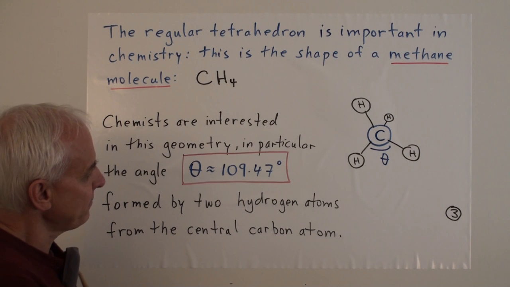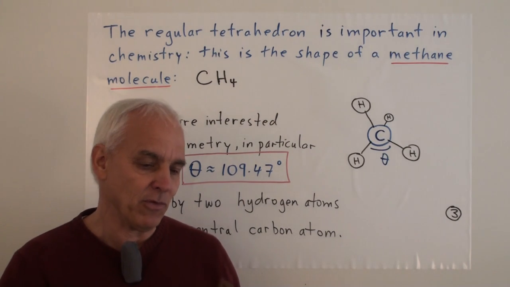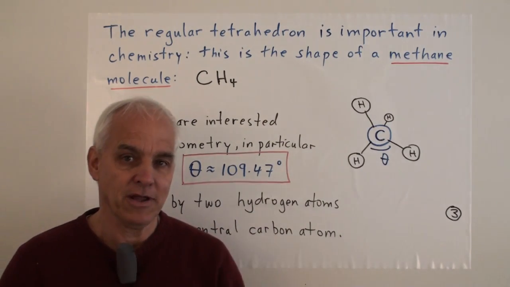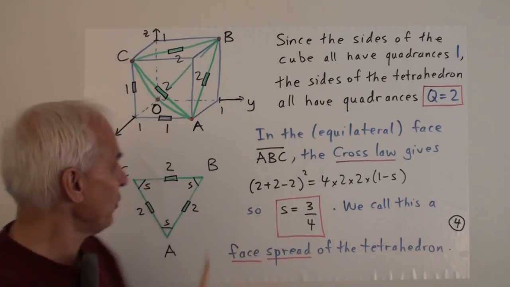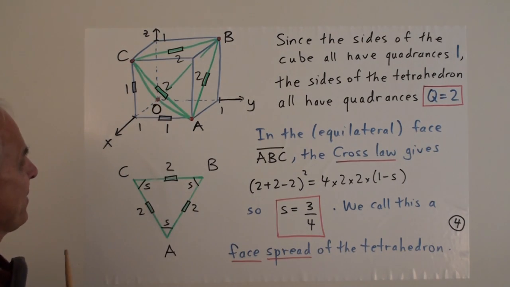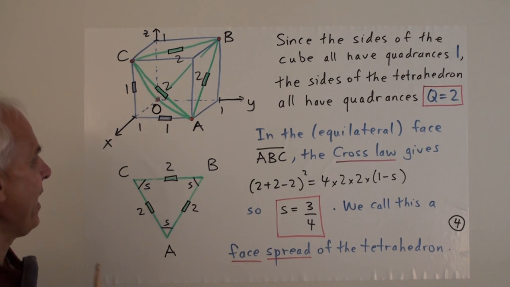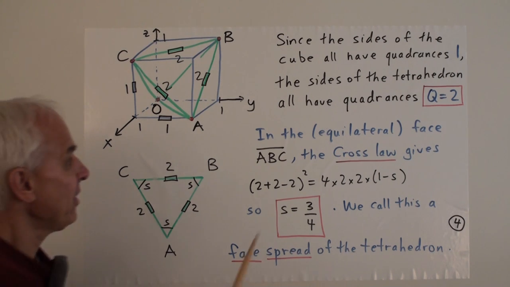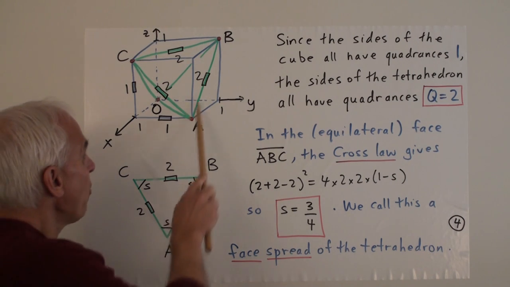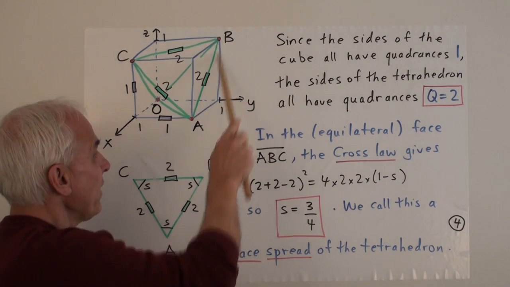And this number will play an interesting role for us, or actually the rational analog of this will play an interesting role. So if you're a chemist, you will probably learn something interesting about this configuration that maybe is a little bit new to you. All right, so let's have a look at our basic cube here with the tetrahedron inside it. Each of the sides of the cube has quadrance 1. And so we can easily see from Pythagoras that the sides of the tetrahedron all have quadrance Q equals 2. For example, the quadrance from here to here has to be 2 because this is a right triangle with quadrances 1 and 1, so that has to be quadrance 2.